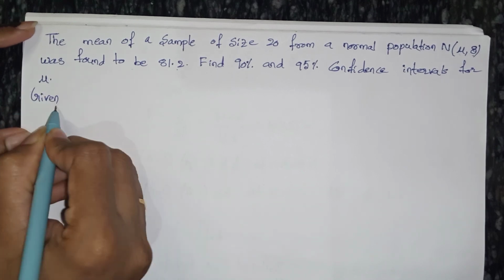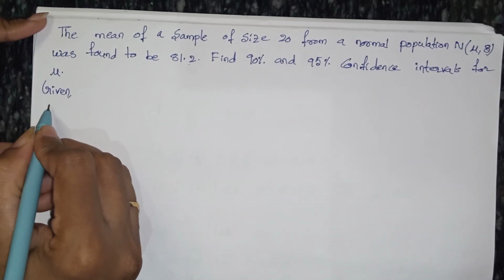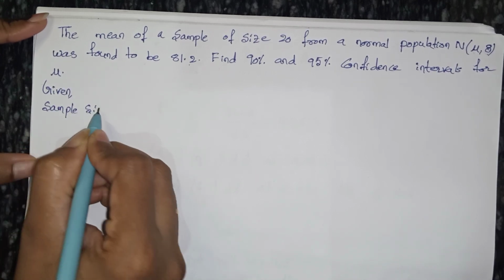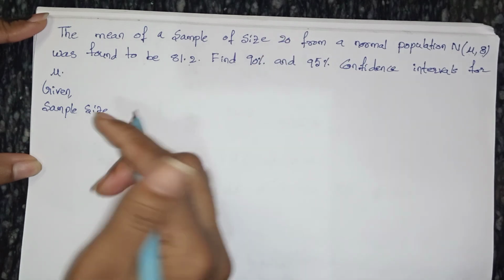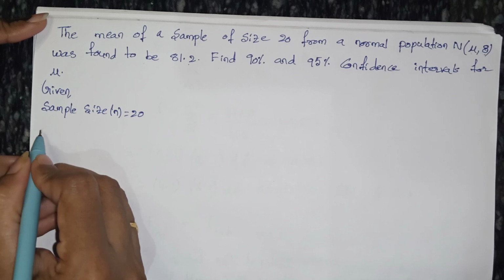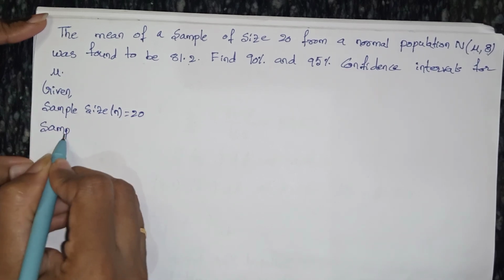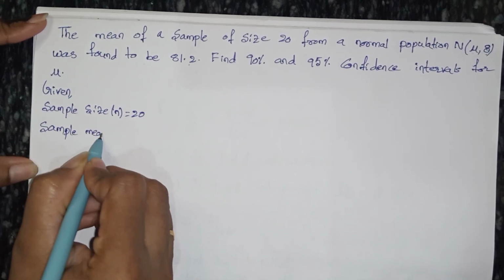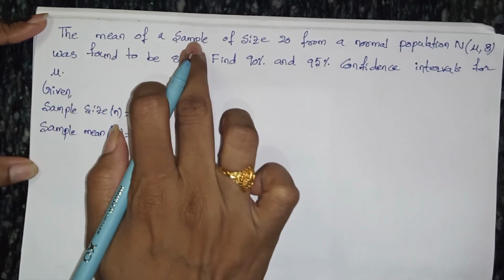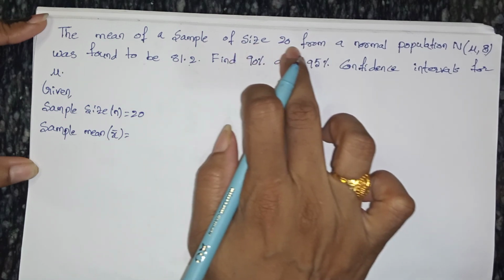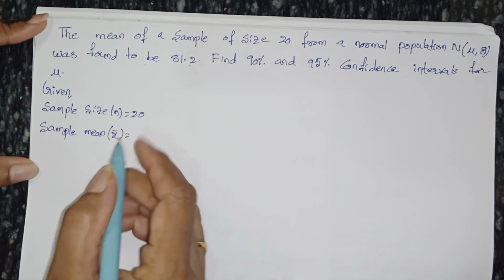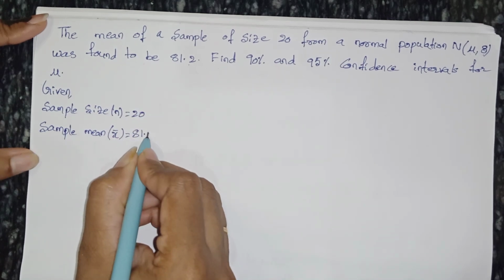Given that, sample size. What is the sample size? Here 20. So sample size is denoted with n, so n is 20. Next, sample mean. Sample mean is denoted with x bar, equals how much here? The mean of a sample of size 20 from a normal population was found to be 81.2. So the sample mean is 81.2.